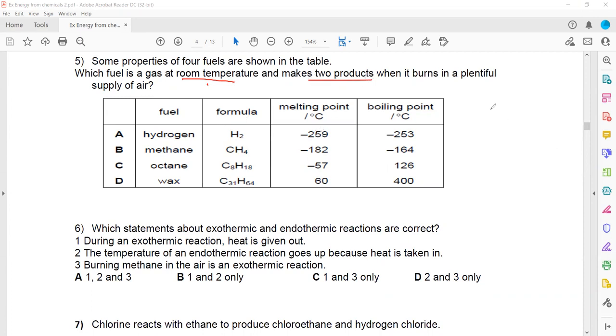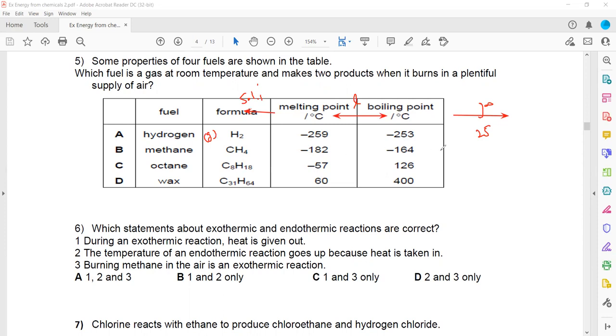So first, remember when we have the melting point and boiling point, the state of the substance between the melting and the boiling point will be liquid. State of the substance after the boiling point will be gas. And state of the substance before the melting point will be solid. So when we check the state at room temperature, room temperature is 25. So when we check where 25 will come for hydrogen, it is minus 259 and minus 253. So 25 will be here, hydrogen will be gas.